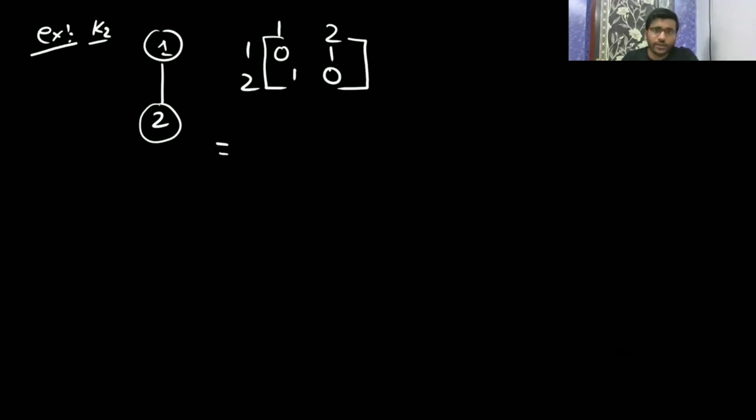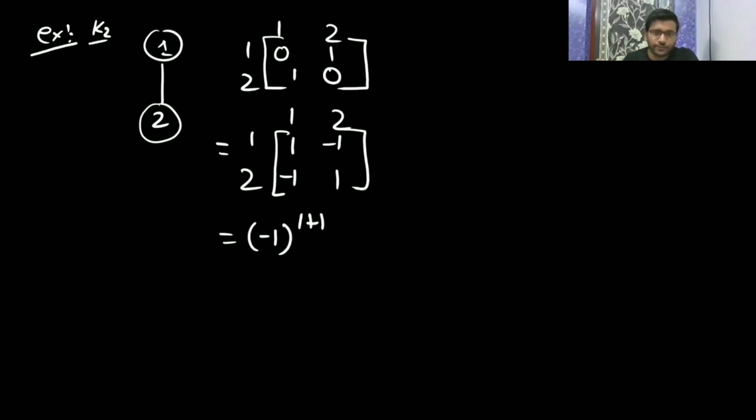Now after you apply the Kirchhoff theorem, the degree matrix is 1 and the off-diagonals are minus 1. The degree is n minus 1, the number of nodes is 2, so the degree is 1. Now take the cofactor, minus 1 to the power 1 plus 1, you get 1, then here minus 1. So it is giving you 0.